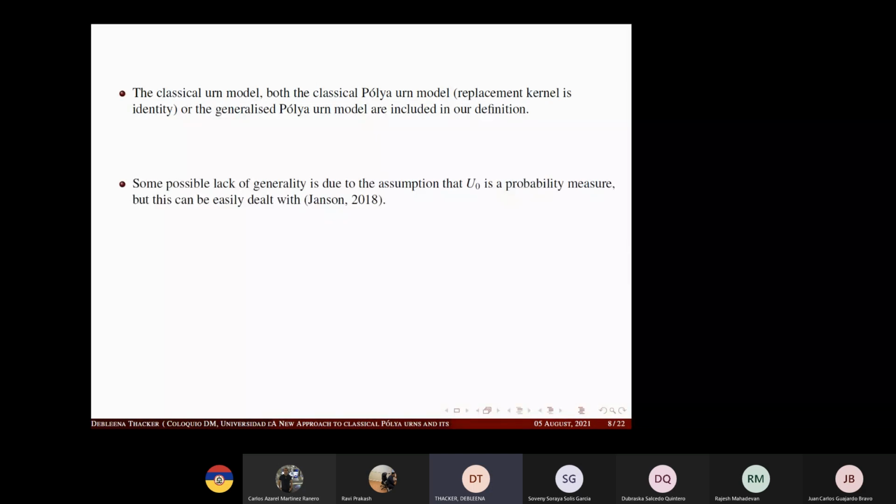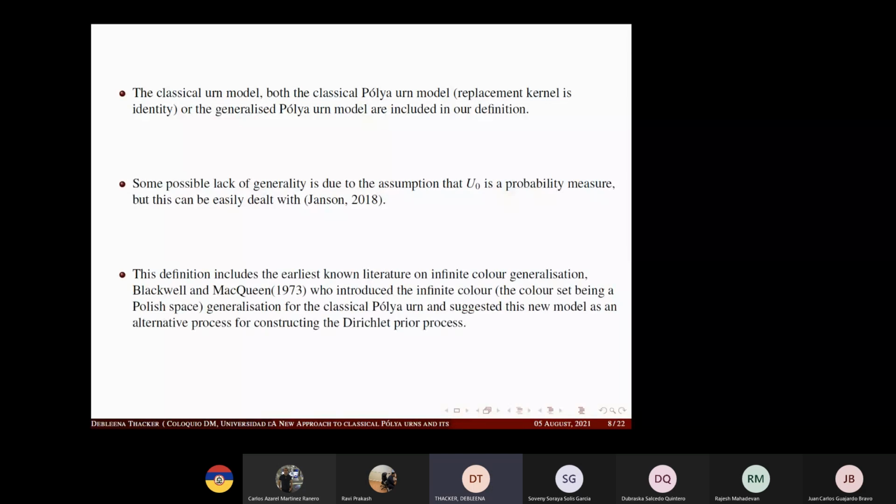Then, as I said, if we assume U0 to be a probability measure, there's a slight lack of generality, but that can be easily dealt with, and that was discussed in a paper by Janssen in 2018. So, as I said, we did not introduce this model. This model was already available in the literature, and this is a paper. This was available in the classical sense, that is when the replacement kernel is the identity, in the sense that if you choose a red ball, you just add another red ball, right?